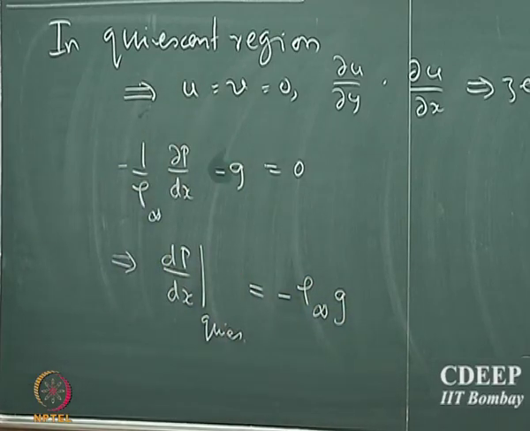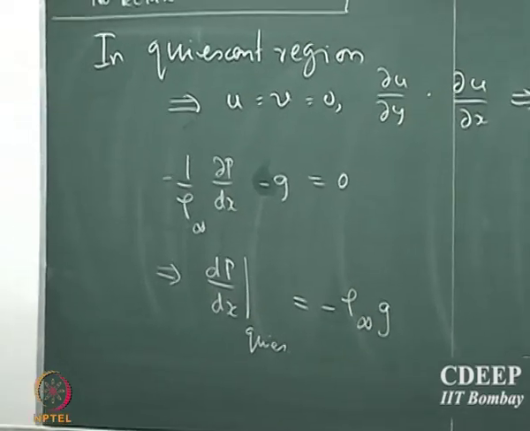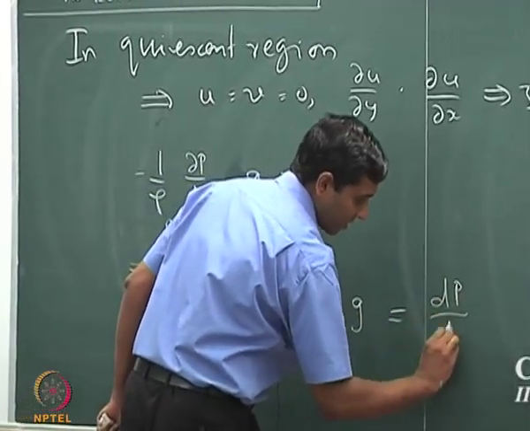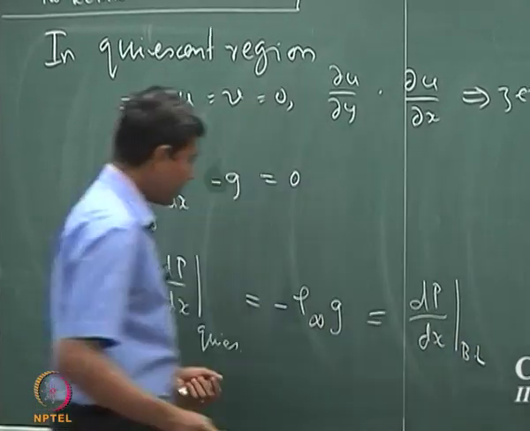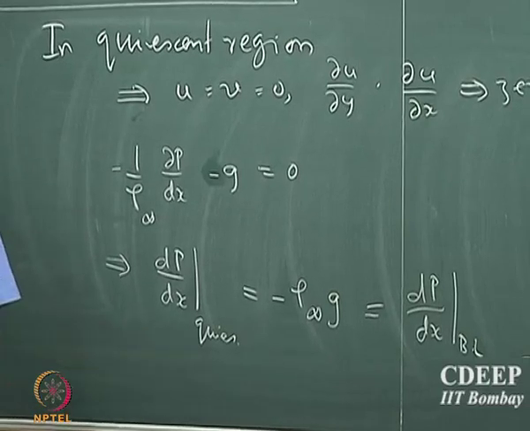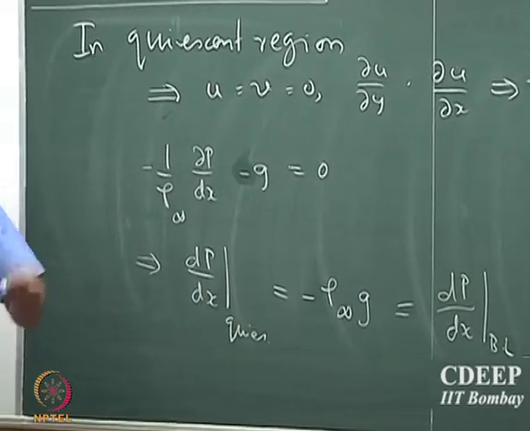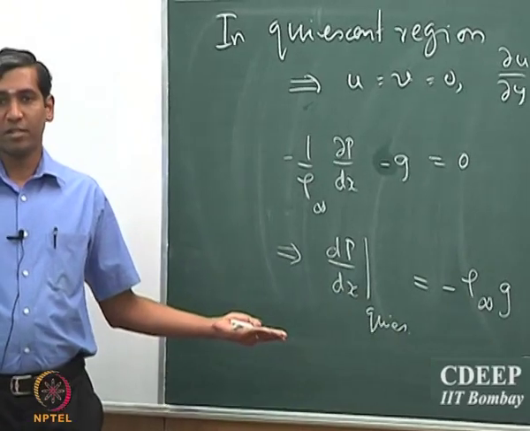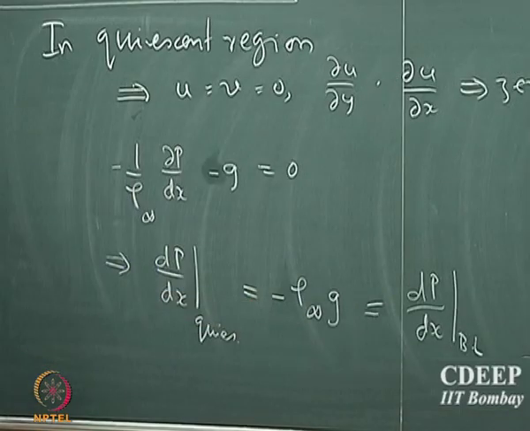Okay. But there is no external forcing, there is no forced convection. So, the fluid is not being forced to move at any location. Therefore, the net pressure gradient that the fluid experiences in the boundary layer should be equal to the net pressure gradient that the fluid experiences in the quiescent region, because the fluid is not being forced to move at all, it is actually at rest. And so, the net pressure gradient in the boundary layer should be equal to the net pressure gradient in the quiescent region.